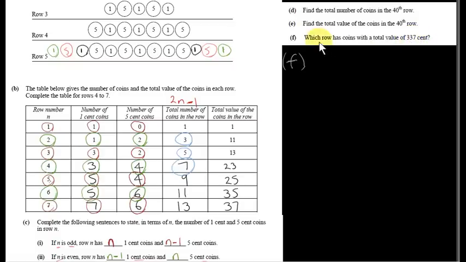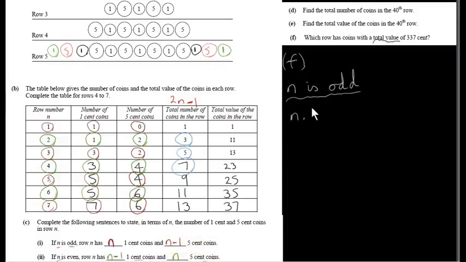So what we will do here is look for a formula for the total value. We have two cases to consider. One case is where the row number n is odd, because we saw from C part 1, if n is odd, then row n has n 1 cent coins and n minus 1 5 cent coins. So what will be the total value? We just multiply n by the value of a 1 cent coin, which is 1. So we have just n times 1, plus the number of 5 cent coins, n minus 1, multiplied by the value of each coin, which is 5. So we have n minus 1 multiplied by 5.